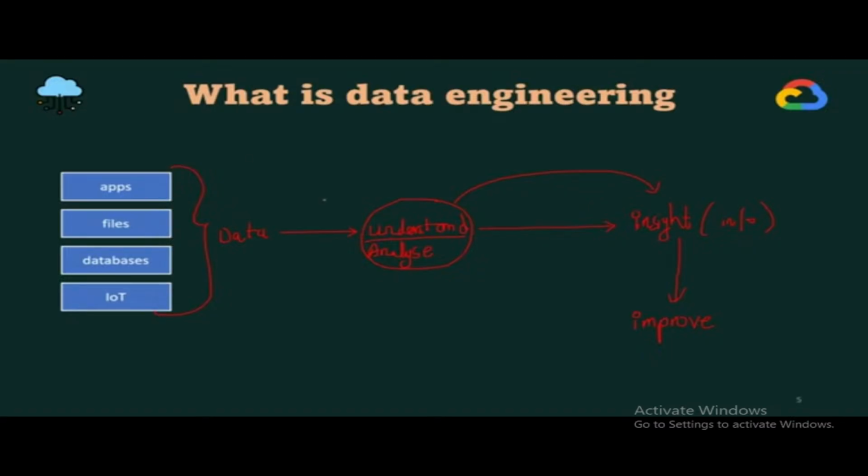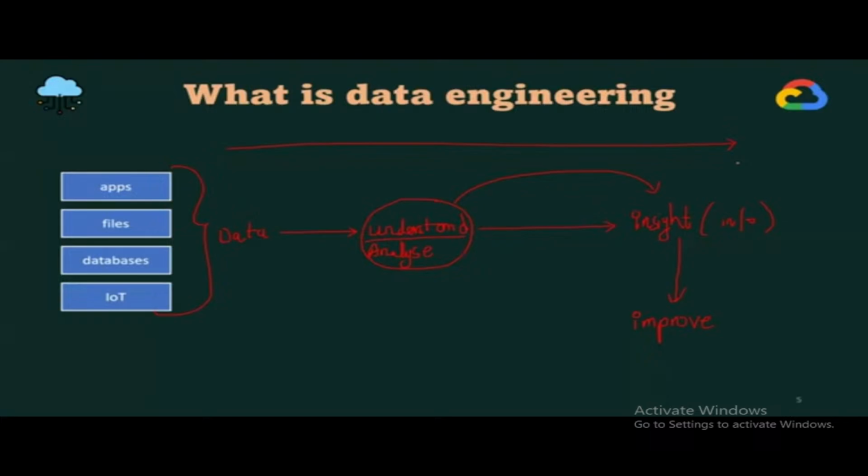In simple words, data engineering is nothing but this process, guys. You have to get the data from these multiple data sources. You have to analyze the data. You have to get some kind of insights from the data, and those insights are very useful for business improvement.